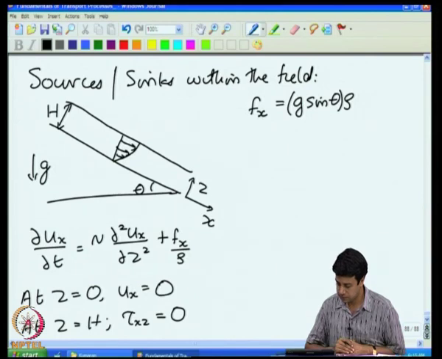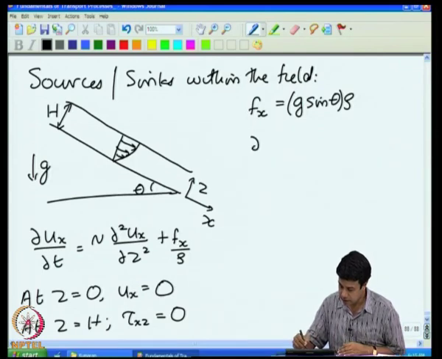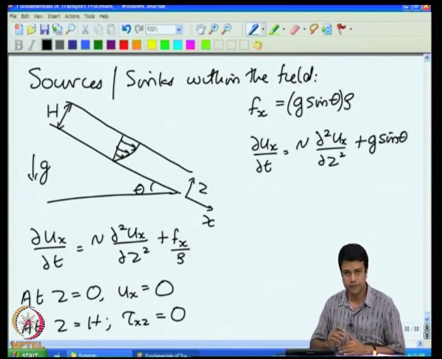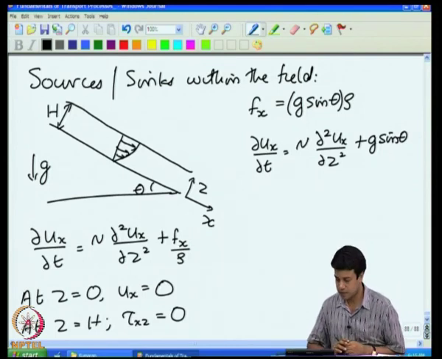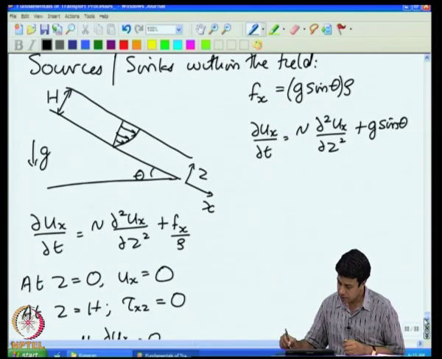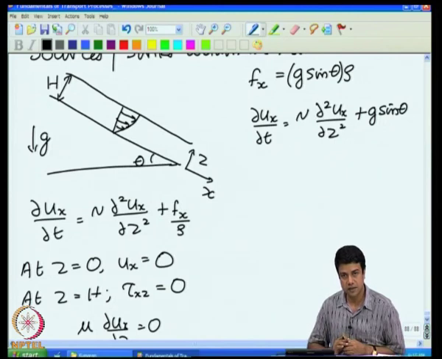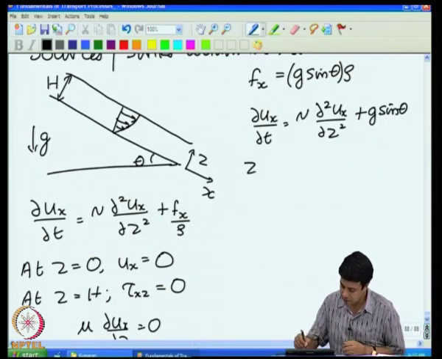So, if I put this into the governing equation, I get dux by dt is equal to nu times d square ux by dz square plus g sine theta. So, that is my equation for the velocity field. How do I non-dimensionalize my variables? Once again, h is the natural length scale in the z direction. So, I can define z star is equal to z by h.